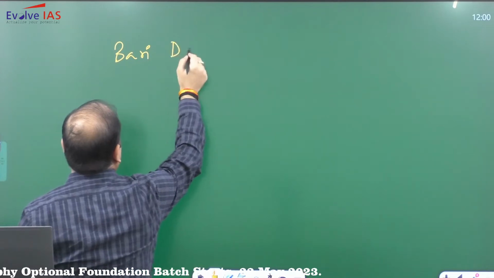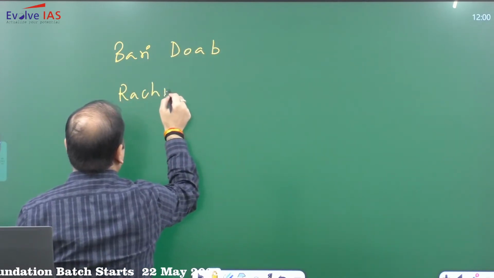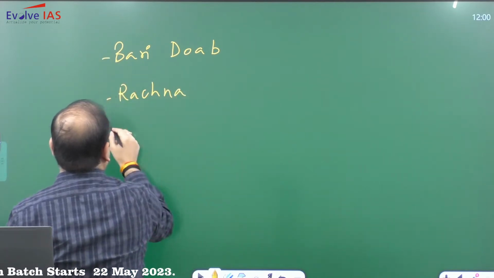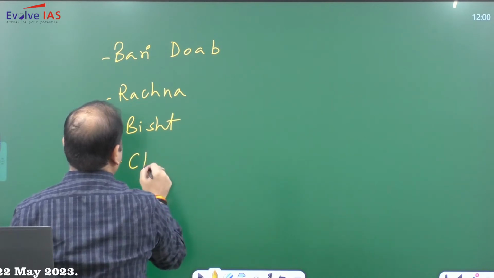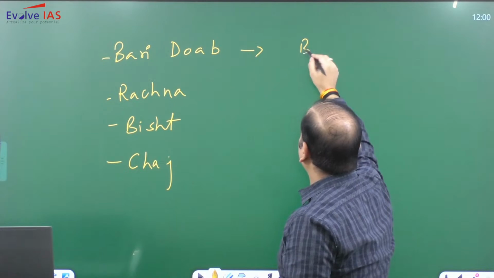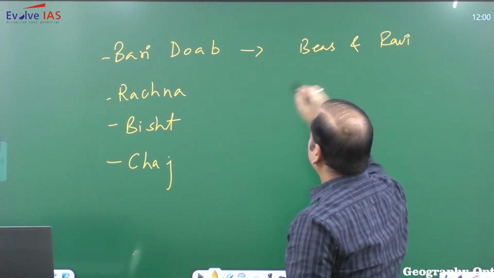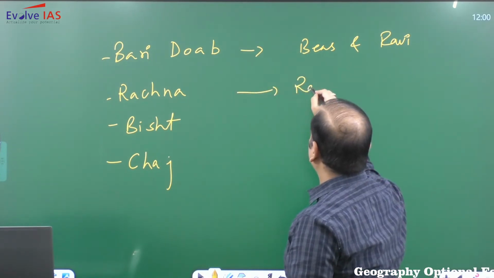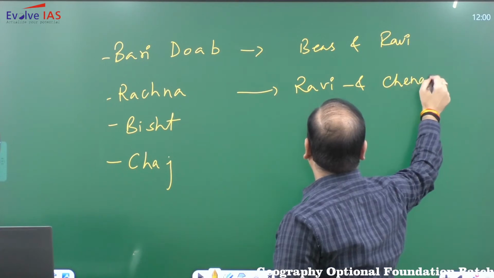Bari Doab, Rachna Doab, Bist Doab, Shaj Doab. This Bari is between Byas and Ravi river. This Rachna Doab is between Ravi and Chenab river.